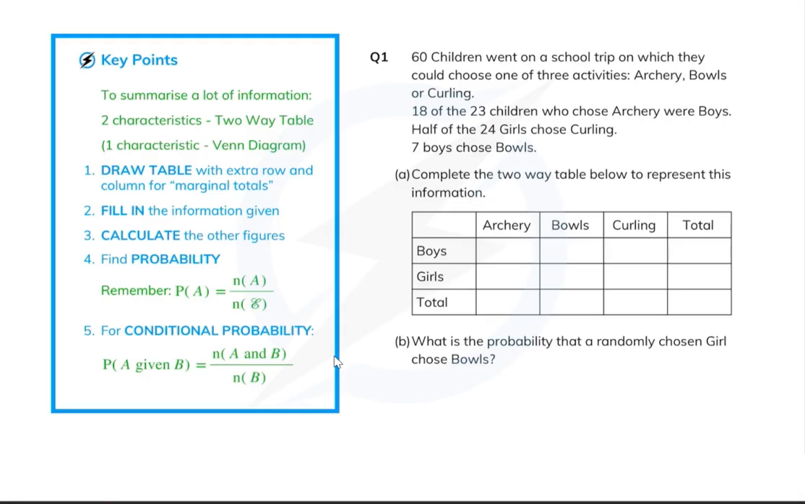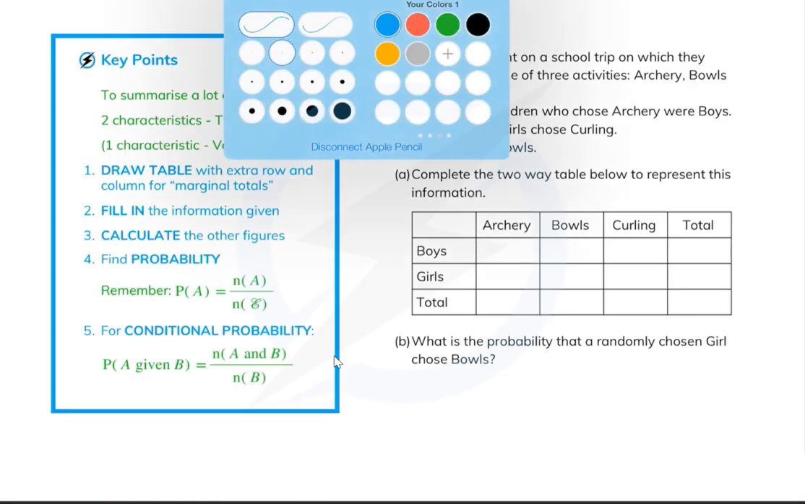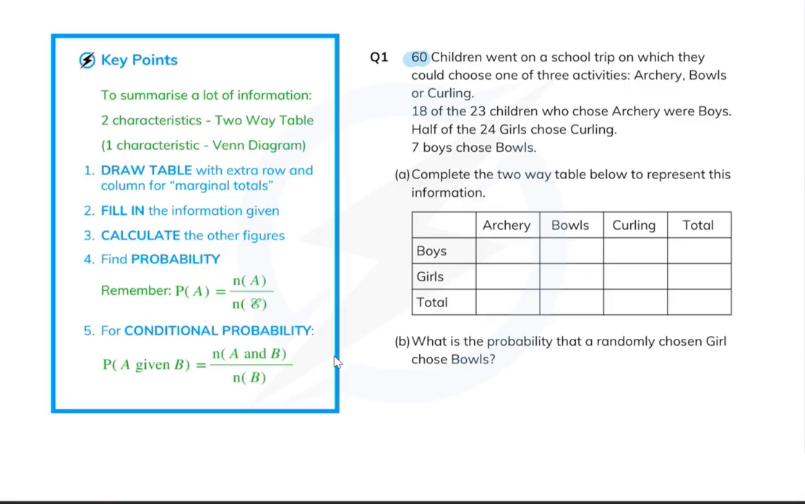So let's look at this question. We're told that there are 60 children, and we can fill that straight in to the total, because everything's going to add up to 60. Then we're told that 18 of the 23 children who chose archery were boys. Well, that's actually two pieces of information. We're told that the total number of people who chose archery is 23, and we're told that 18 boys chose archery.